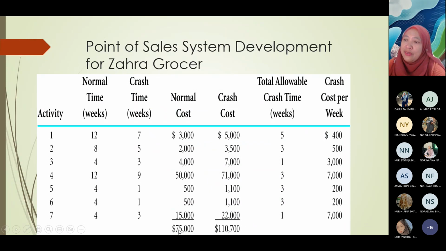Then you please look at the bottom of the table where the normal cost without crash time is 75,000. But if you perform crash scheduling or project crashing for all the tasks from task 1 to task 7, you akan look the cost increase. Very significant lah, 110,700. Banyak tak beza dia? Banyak. Banyak kan? Kalau kita maksudnya try to avoid from perform crashing cost.